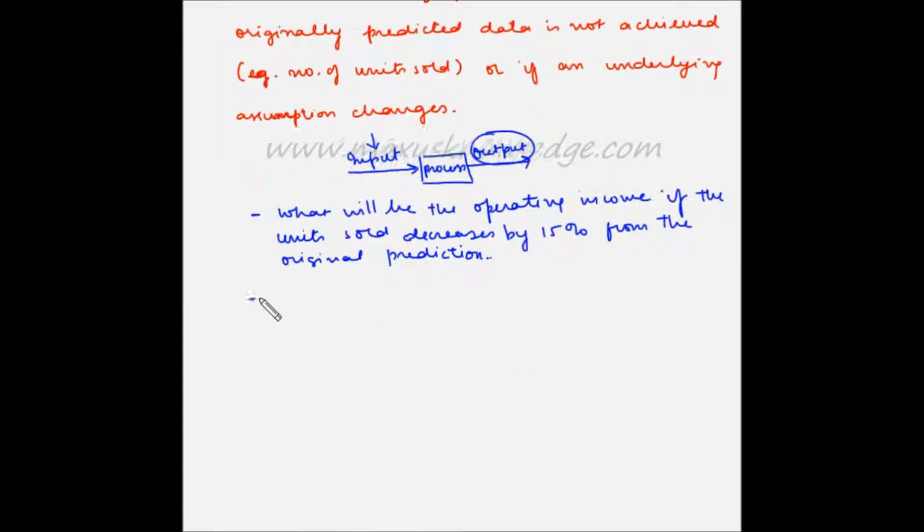Or it can also be something like what will be the operating income if the variable cost per unit increases by 10%?